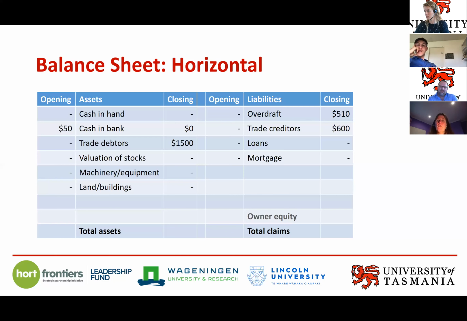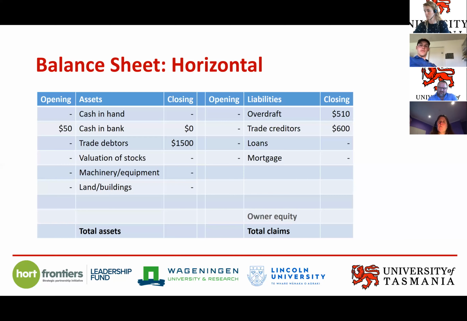And over on the right-hand side, we know he had an overdraft at the end of May. We know he owes for a supply of vegetables of 600. We've got creditors. And we can also then look at loans, which are slightly longer term than an overdraft, or a mortgage.